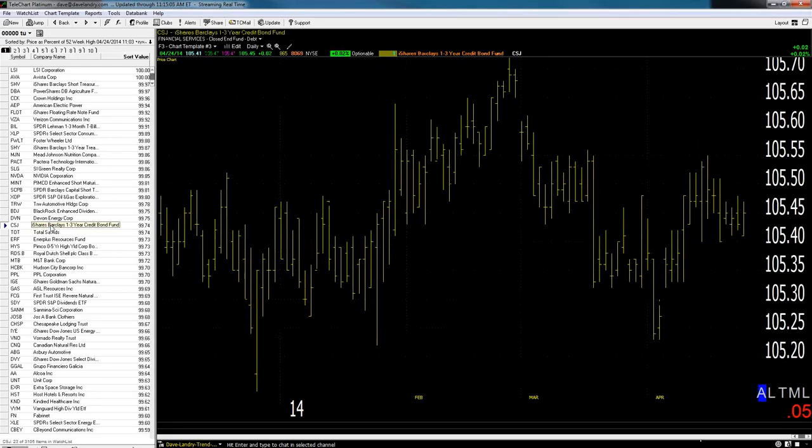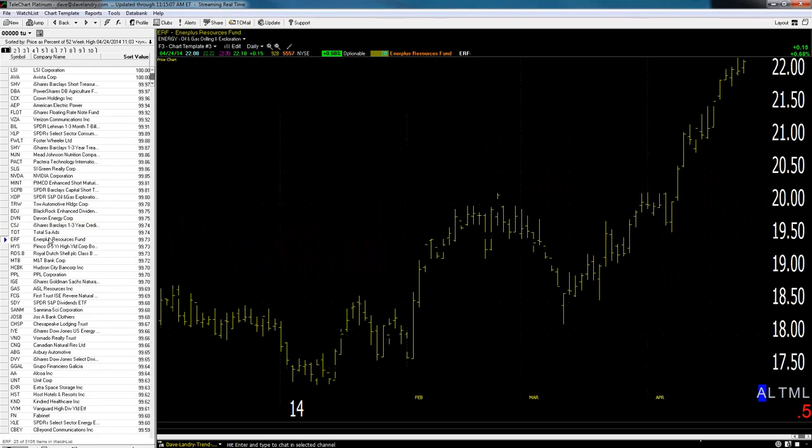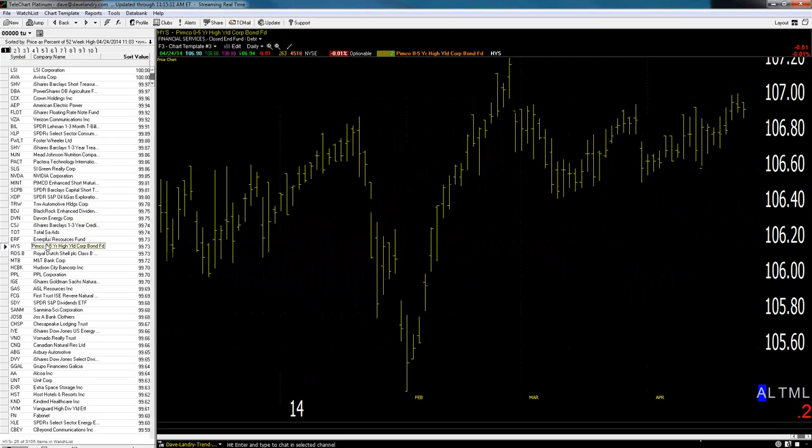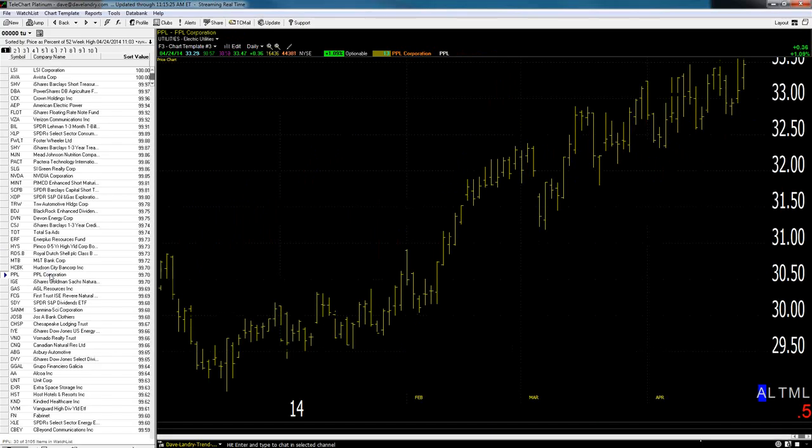XOP, oil and gas exploration, at all-time highs, or brand new 52-week highs at least, in this particular case. There's an energy fund. There's a bond fund. I'm sorry, there's an energy company. There's a bond fund. So you get the idea, right? Here's another energy company. Here's another energy company. Here's another bond fund. So just by looking at the new highs in this list, what is that telling me?